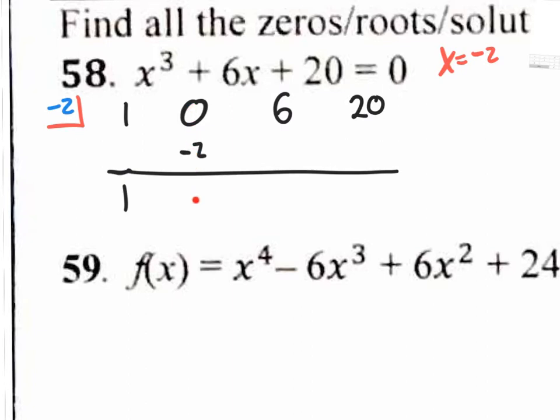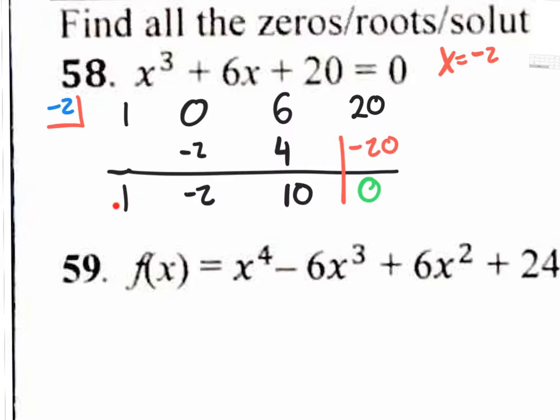0 plus -2 is -2. As you go up, you multiply. -2 times -2 is +4. As you go down, you combine. 6 plus 4 is 10. As you go up, you multiply. -2 times 10 is -20. Now, that does not surprise me that my remainder is 0. Why? Because I graphed it on Desmos, and we saw that the x-intercept was -2. So we plug it in. Of course, your remainder is going to be 0.